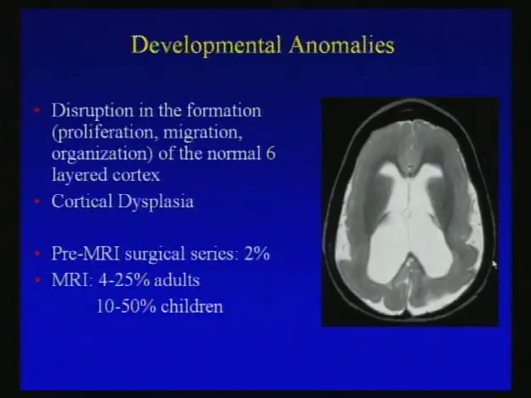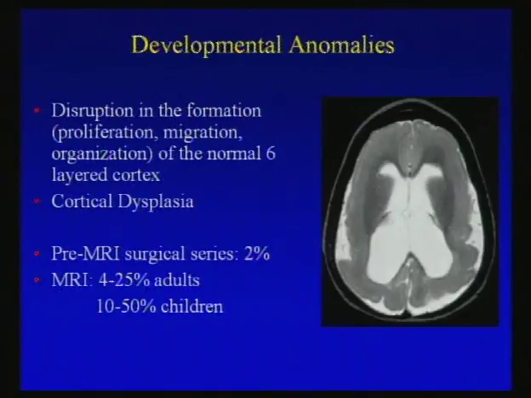Developmental anomalies are another one of the entities that we're looking for when we're evaluating MRI of a patient with seizures. And this includes a large group of disorders which have in common disruption in the formation of the normal six-layered cortex. So in any of these stages, whether it's proliferation, migration, or organization of the gray matter. The most common entity that we will actually be able to detect is cortical dysplasia.